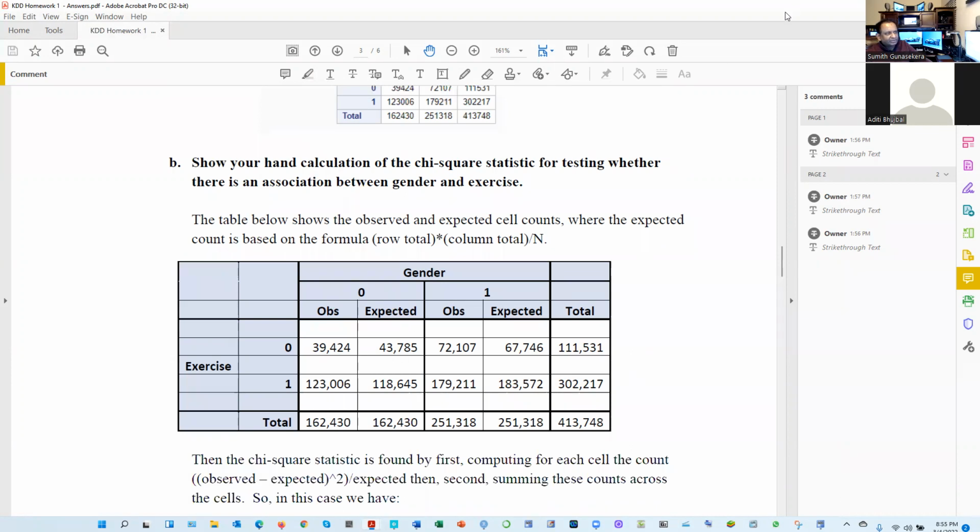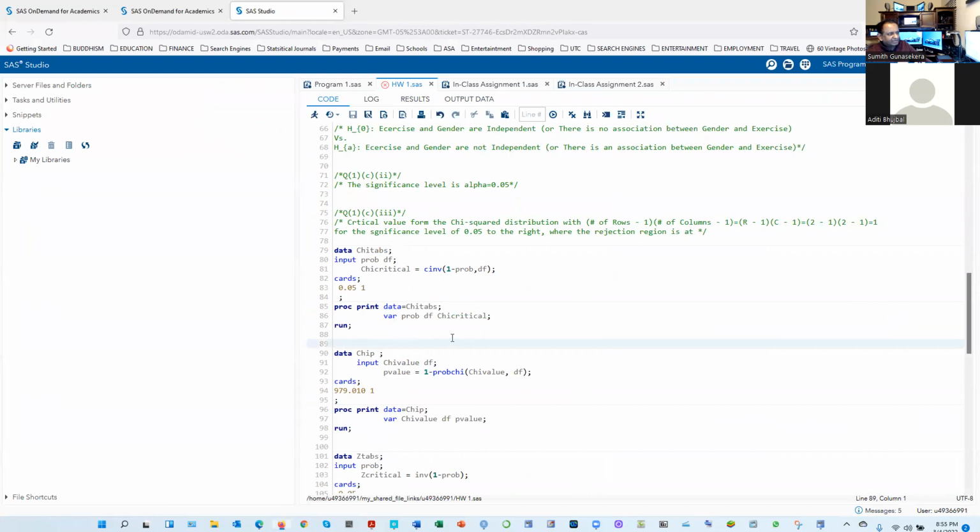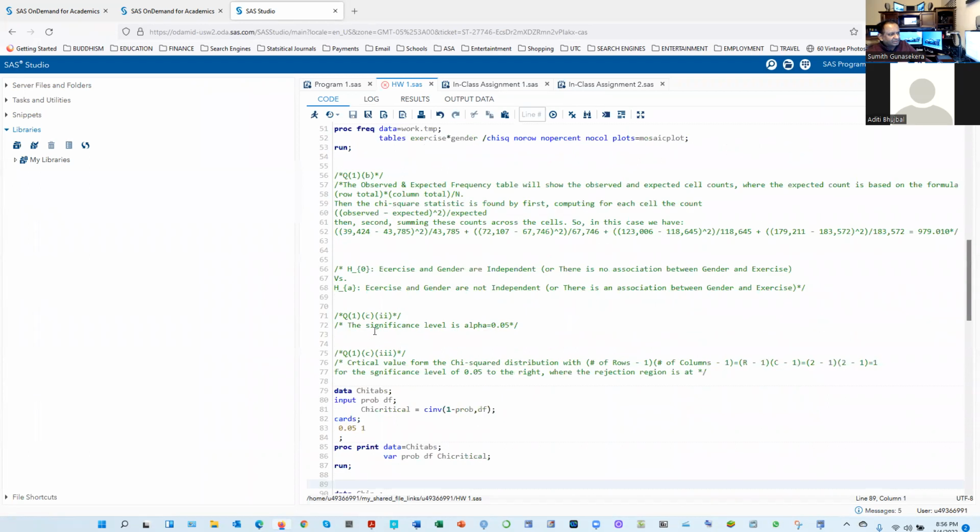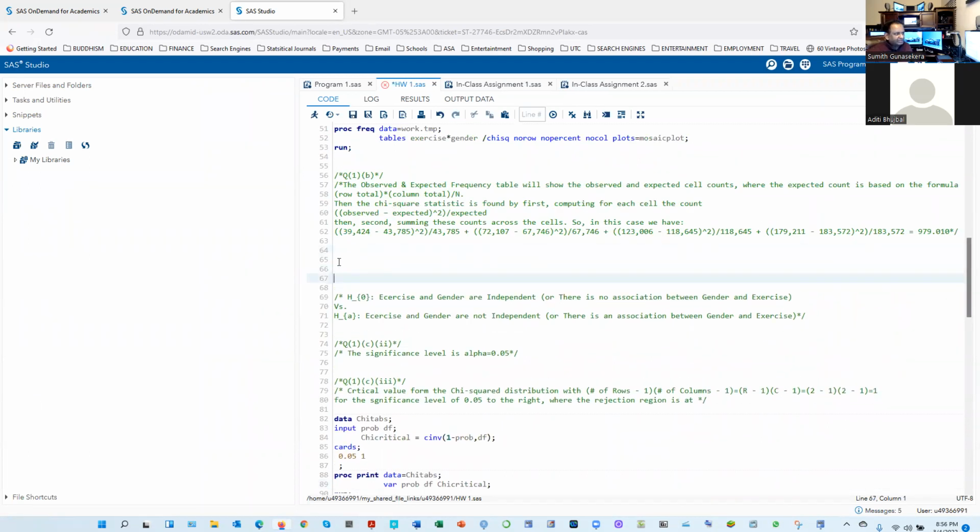Okay, let's see that. I'm going to show you how to get the expected value: 111,531 times 162,430, divided by 413,748, which gives 43,785.